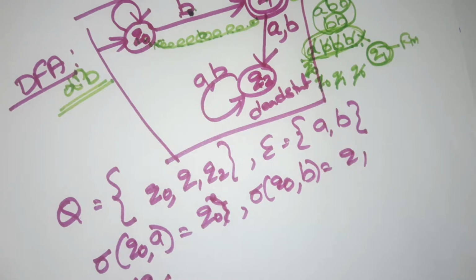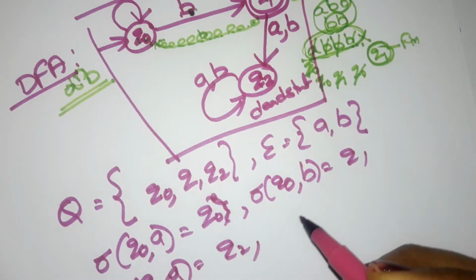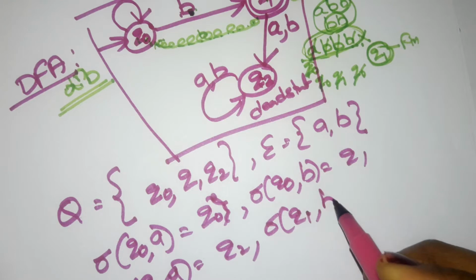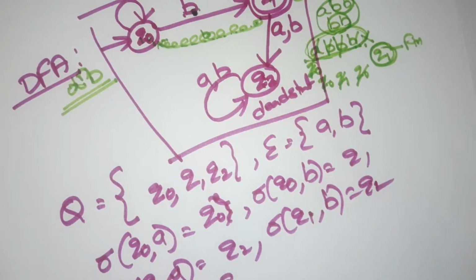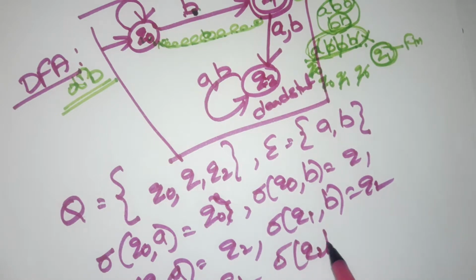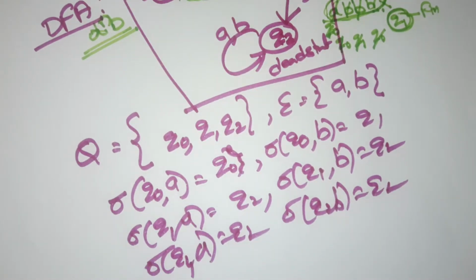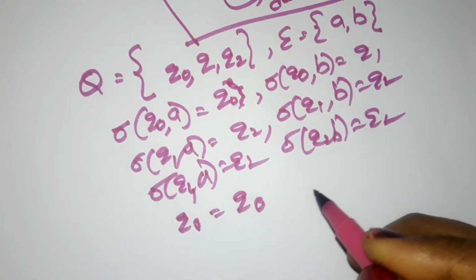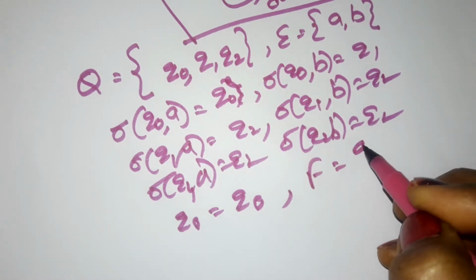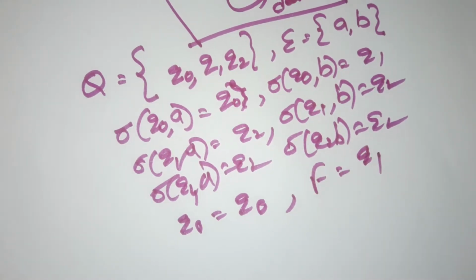Next, delta of q1 on a goes to the state q2. q1 on b also goes to the state q2. q2 on a goes to q2. q2 on b goes to q2. After mentioning the transition function, you need to write the initial state. What is the initial state? It is q0 only. And you need to mention the final state. The final state is q1.